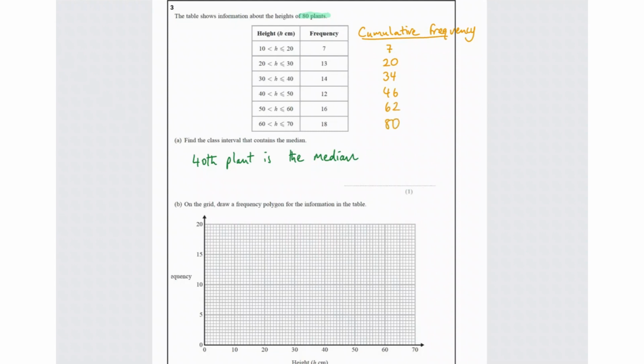Where's the 40th? Well, it must be in this group. The 40th one must occur in there because the group above only takes up to the 34th plant. So this group is the group that contains the median.